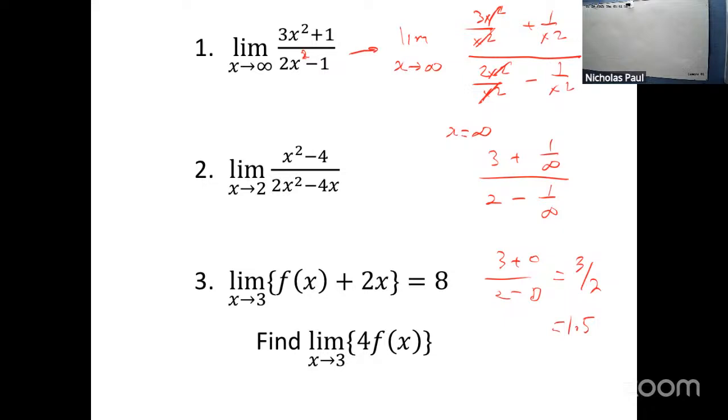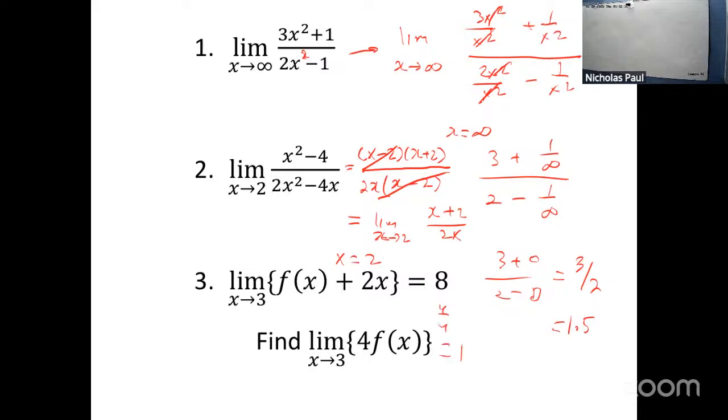Yeah. Number two, we factorize it, right? So if I factorize on top, I'll get (x minus 2)(x plus 2). And then underneath we can factor 2x(x minus 2). The x minus 2 will cancel, and you will get the limit as x approaches 2 of (x plus 2) over 2x. Then plug in x equals 2. Right, so I'll get 4 over 4, which is 1. You okay with that?